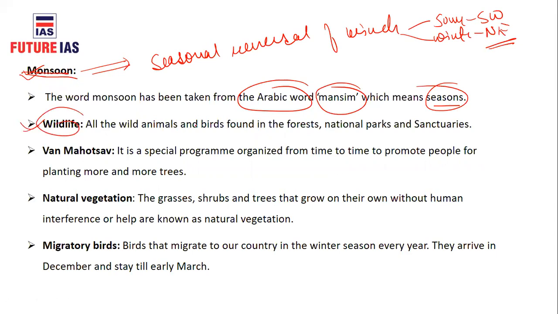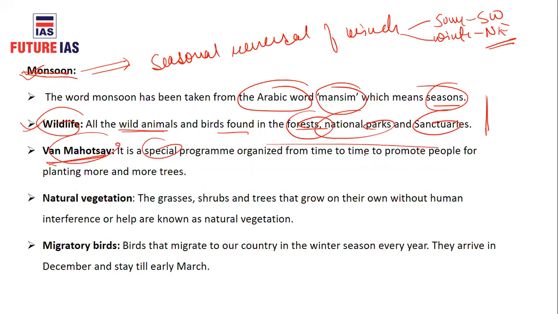Wildlife की बात करेंगे, so it's all wild animals and the birds found in the forest, national park, and the sanctuaries. They are called wildlife. Van Mahotsav is basically a program to organize from time to time to promote the people for planting more and more trees, right? So that the biodiversity can be conserved.